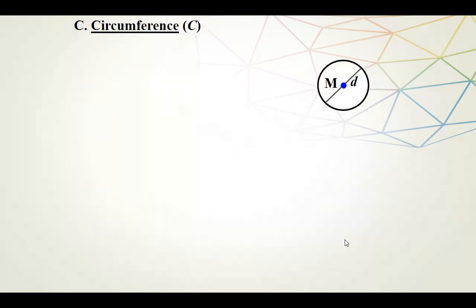We also have the circumference, which we're going to abbreviate with a capital C. And again, this is the reason why I chose not to label the midpoint of the circle with the capital C.